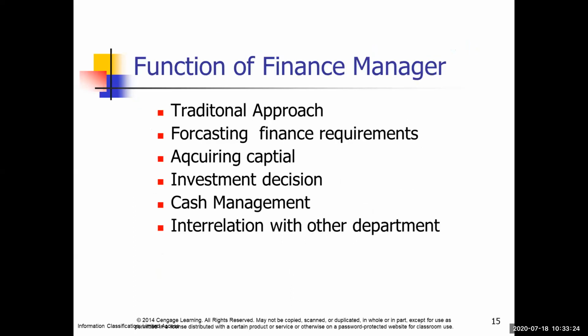Okay. The next is functions of the finance manager. This is the traditional approach we are speaking about. So we have forecasting financial requirements. Then he should see what the need for money is and what the source is. The finance manager should look into that. And how do we acquire the particular capital? We have various sources of finance. What is the cheapest source of finance? He has to look into that. And investment decision: he has to see the best decision considering the risk and return of the particular project.